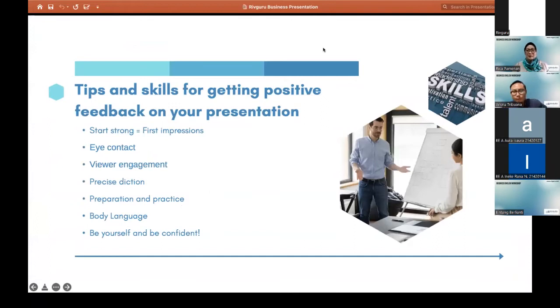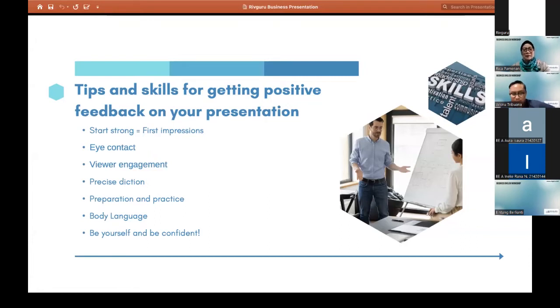So I want to give you some tips and skills for getting positive feedback on your presentation. If you can, please start strong. Give a very confident introduction, because if you start strong, it's a very good first impression. It's comparable to going on a date, meeting someone for the first time: you want to give a good first impression. It's the same in business. You're engaging with the audience for the first time, so start strong, give a first impression, be creative.